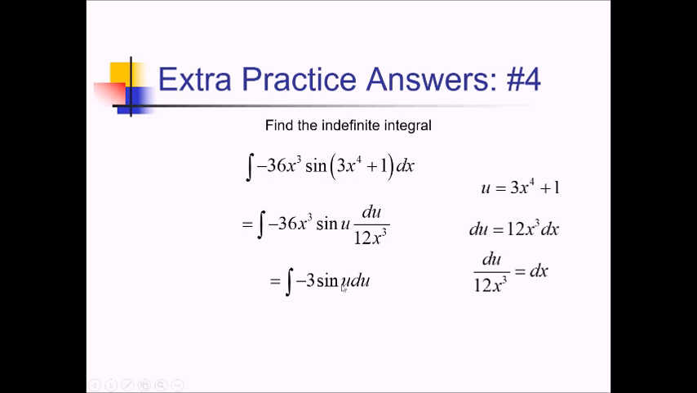Antiderivative of sine of u is negative cosine, so this comes out to positive 3 cosine of u plus c. And then we'll plug the 3x to the fourth plus 1 back in for u to get our final answer.